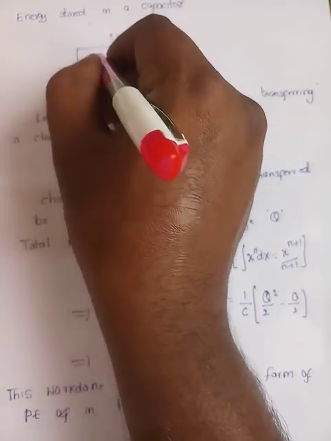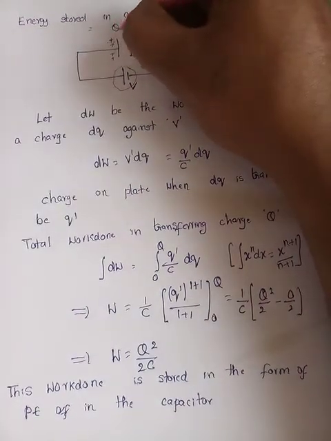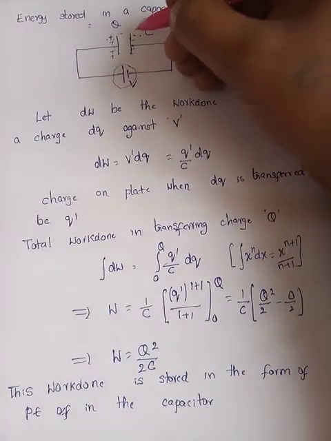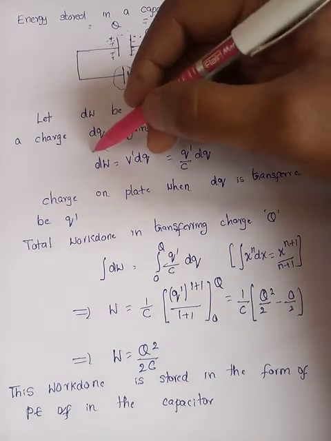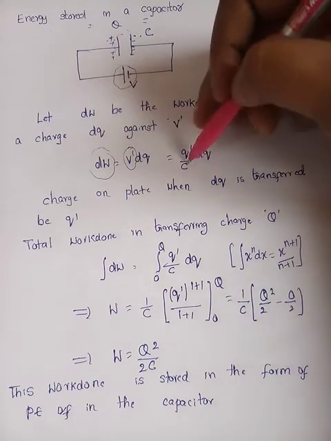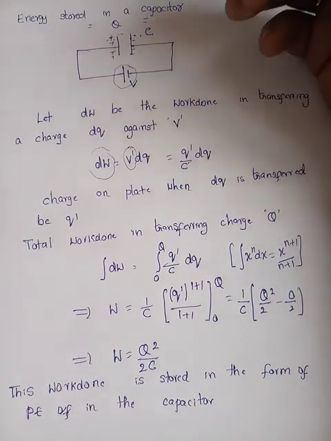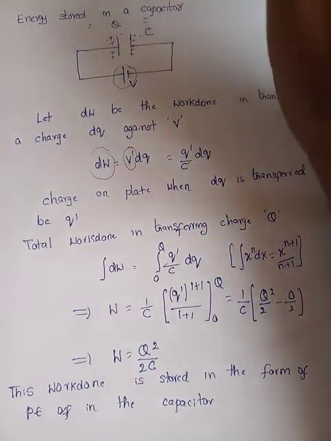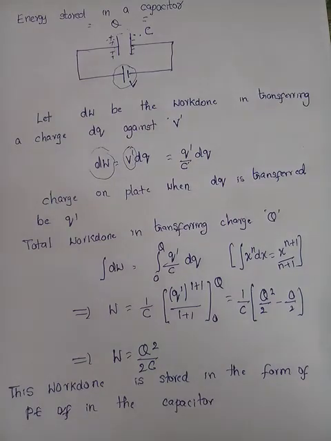Initially the charge on the capacitor is 0, so that's why I did not mention the charge. Now we transfer a small charge dq to one plate, so we have to do work. That work done is dw, equal to v dash into dq, as we are working against the potential. So what is q dash here? After transferring a charge of dq, the charge on the plate is q dash. This is the small work done in transferring a charge of dq.